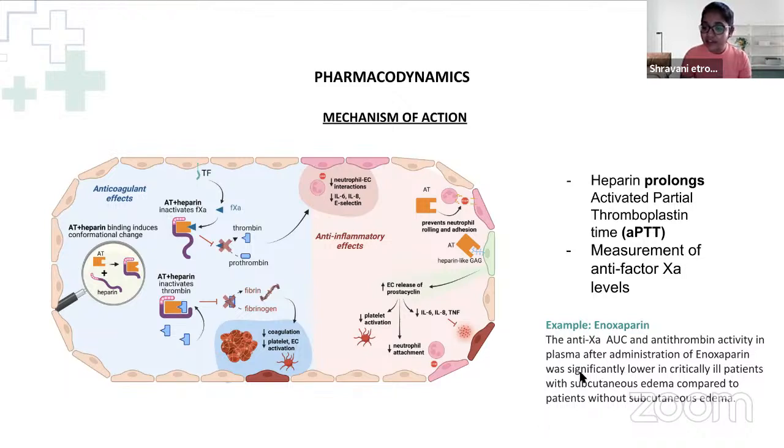One example which we covered in the previous session is that anti-Xa AUC values and antithrombin activity in plasma after administration of enoxaparin were significantly lower in critically ill patients with subcutaneous edema compared to patients who don't have subcutaneous edema. So here it shows how subcutaneous edema affects the pharmacokinetic parameters, which in turn affects the pharmacological response of the drug.